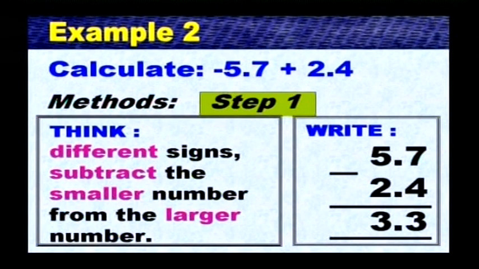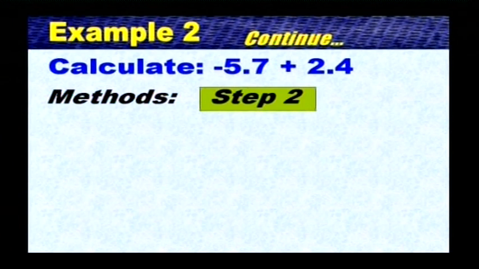Okay, receiving students and 7s, forget about the negative sign for a while. We are trying to apply step number 1 here. Just forget about the negative sign and then do normal subtraction, the bigger number subtracting the smaller number. If you do that, your answer will be 3.3. Let us look at step number 2.